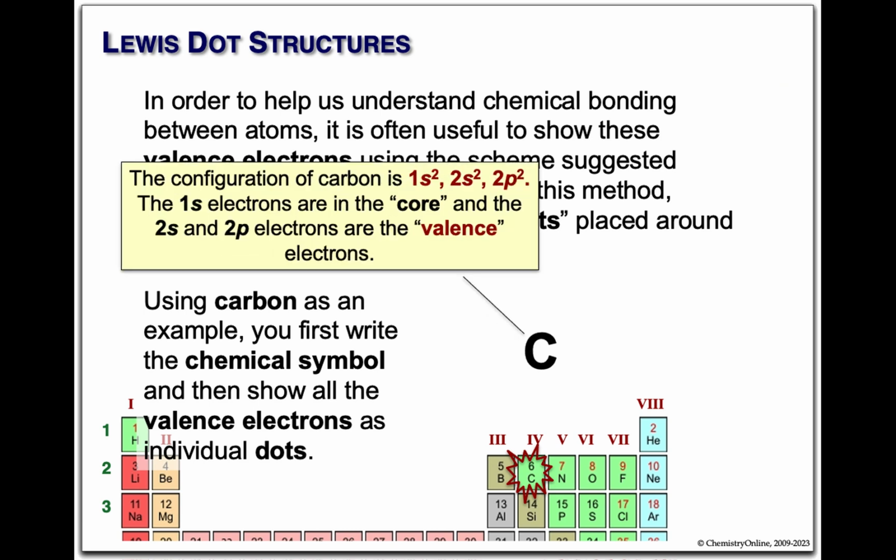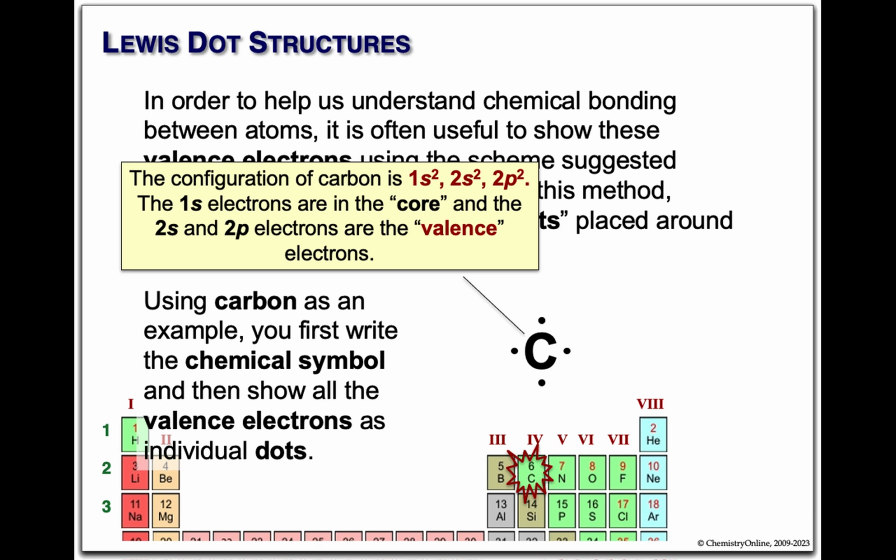Now, we just said 2s and 2p electrons, highest energy, they're valence electrons. There are 4 of them. So what you do is you put 4 little dots around your carbon. They go in one at a time, singly, like that. This is the Lewis dot structure for a carbon atom.